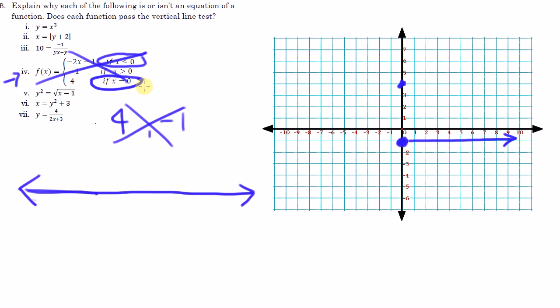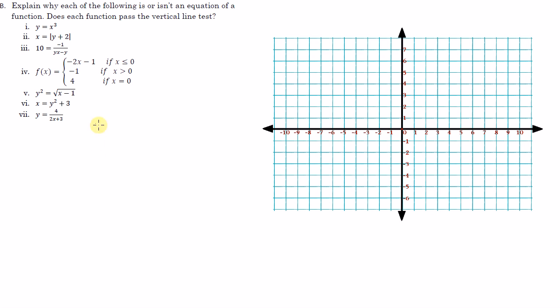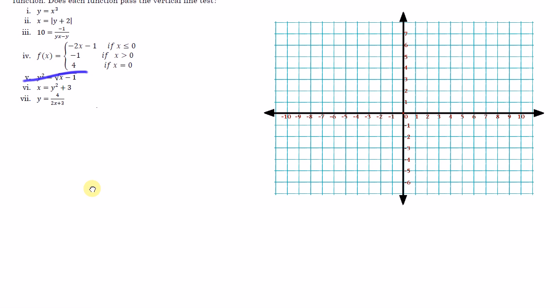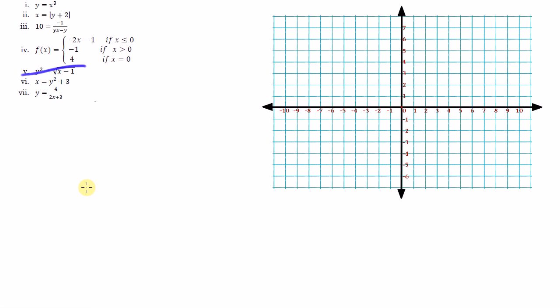And this function does not pass the vertical line test, because if I take my finger and run it across here, when I get to this point, this is going to do something like that. When I get to this point, I'm going to end up with two values, this one and this one. Alright, so this one, obviously it has a y squared in it, so we're going to discount that one.